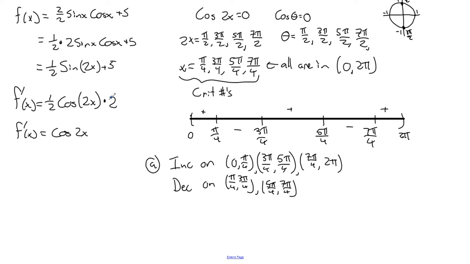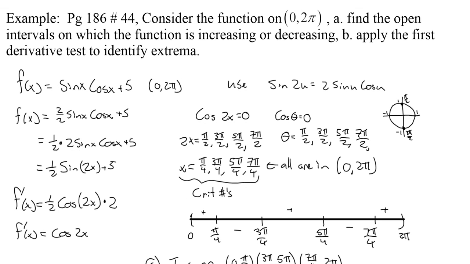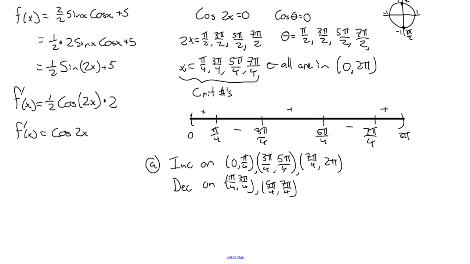Now, they didn't ask us to justify this. The moment they say justify it, you have to make a sentence that says it is increasing on these intervals because the value of the first derivative inside those intervals will be positive, which makes the function increasing.